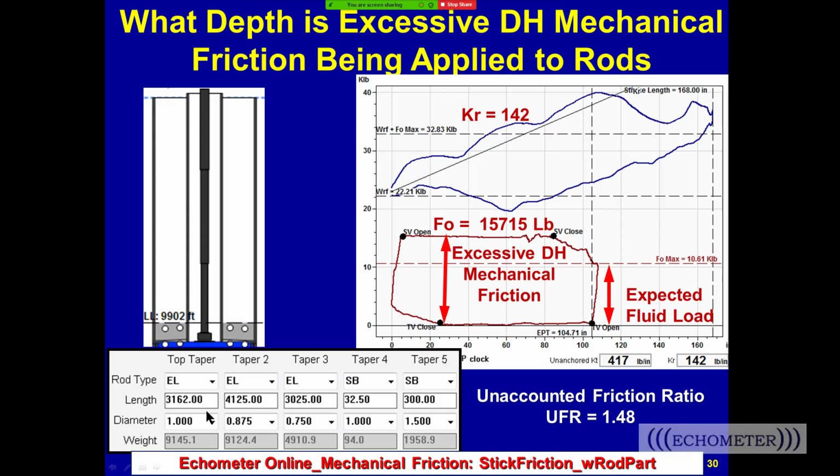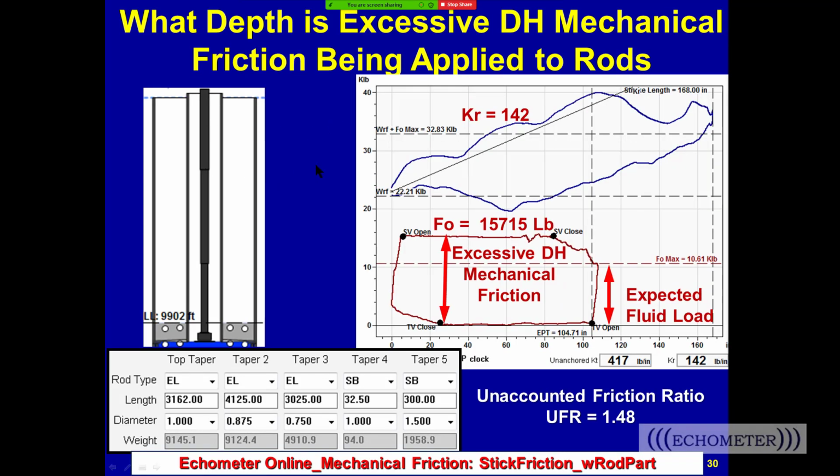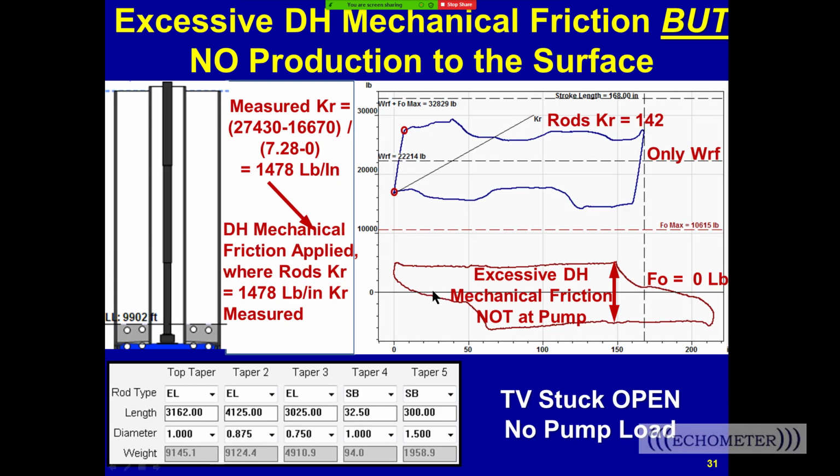It has a rod string in the well. It's got high strength rods, 1 inch, 7/8, 3/4, 1 inch sinker bar, and then 300 feet of 1.5 inch sinker bars. And a week later, he sent me the data on this well and said, what's wrong with my well? It changed. He acquired this data with a Horseshoe load cell. He acquired the earlier data with a polished rod transducer. And notice with the Horseshoe load cell, about half of the pump card is below zero, and about half of the pump card is above zero.